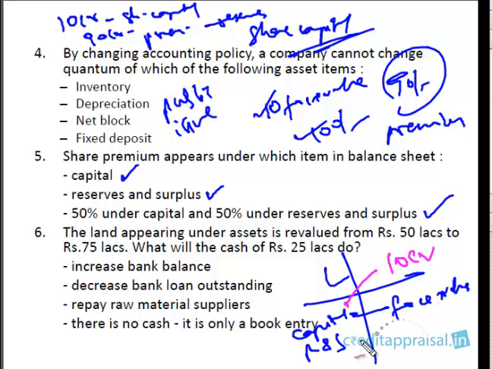In reserves and surplus, you have various items. One of the items is share premium. There you will show this 90 crores, right? So the answer to this question is reserves and surplus. This we already discussed in our earlier discussion, right?